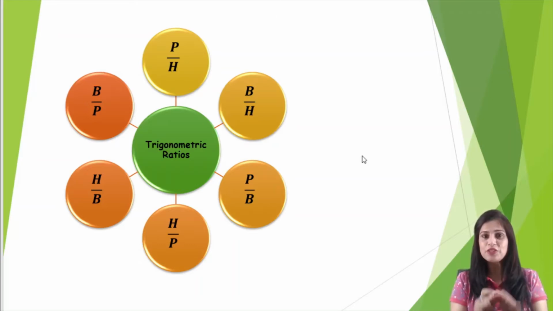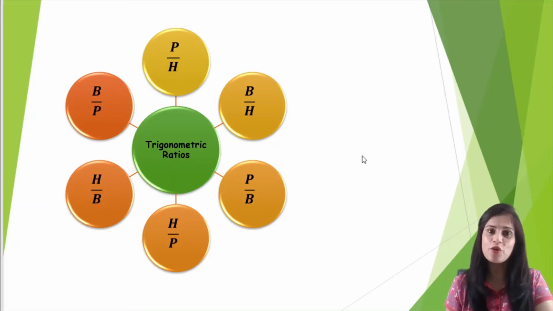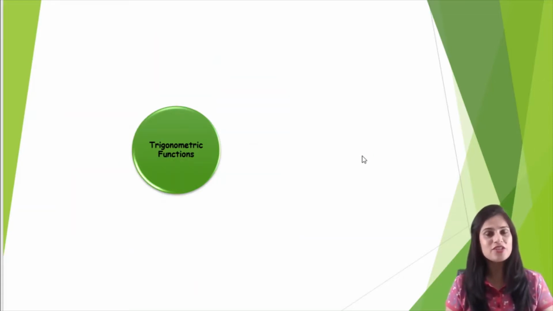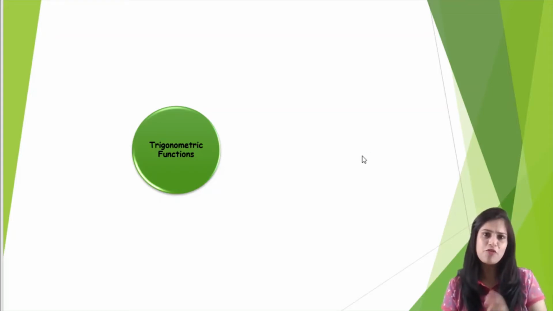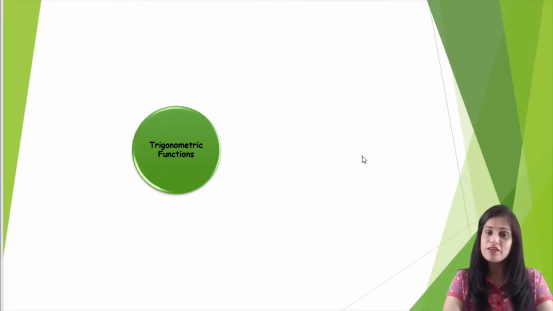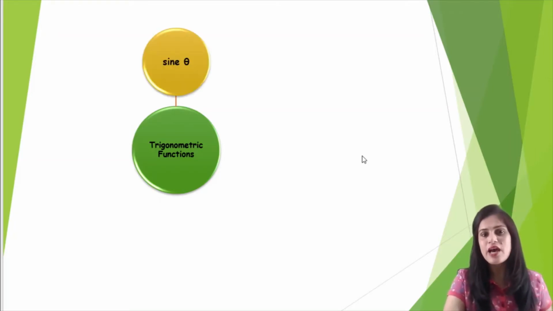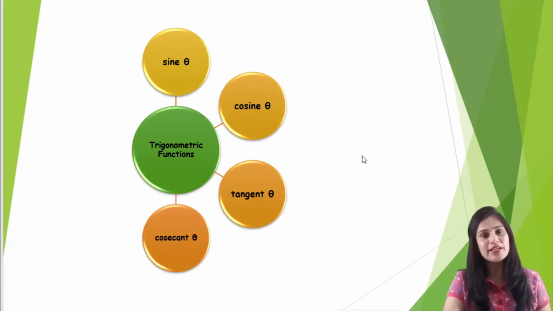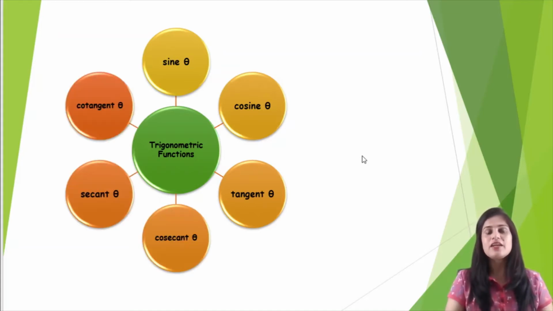And do you know these ratios are related with special names in trigonometry? These names are known as trigonometric functions. Then how many functions will there be for these 6 ratios? Obviously 6. And these functions are, first, sine theta, cosine theta, tangent theta, cosecant theta, secant theta, and the last is cotangent theta. These are the names of trigonometric functions which you all have to remember.